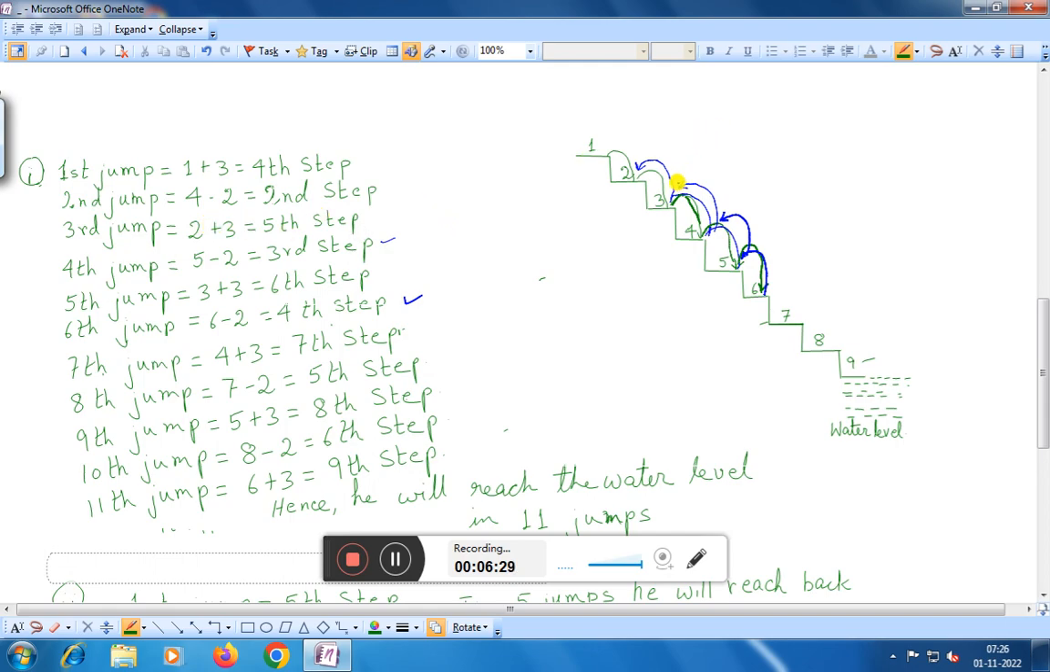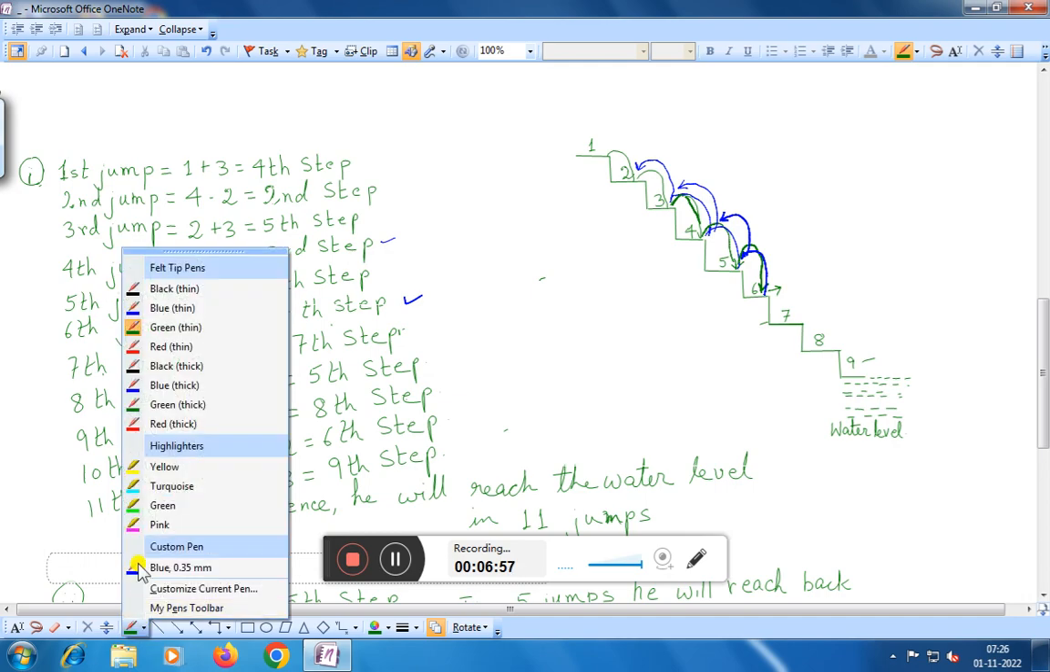From the fourth step he is going again 3 steps: 1, 2, 3. That means now he is at the sixth step, right? That is, 3 plus 3 is the sixth step. Next, from 6 he again goes backward 2 steps, right?